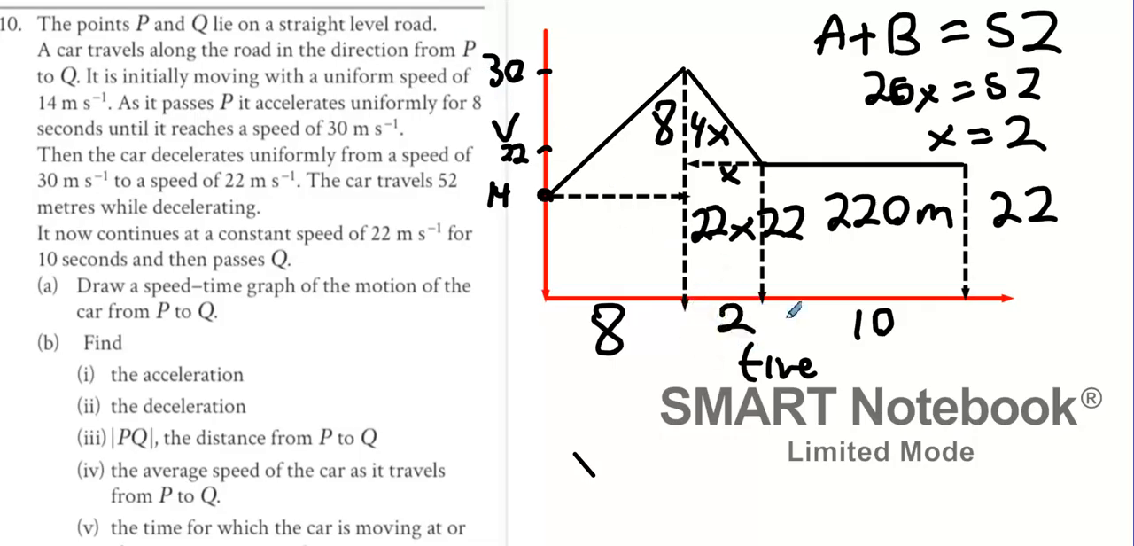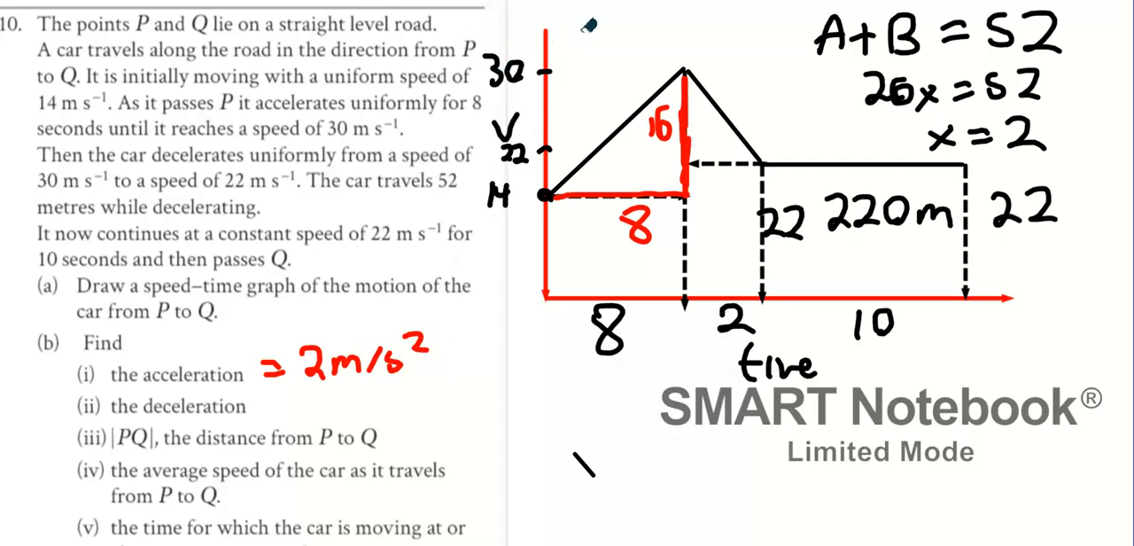Okay. What does it want from me now? It wants the acceleration, doesn't it? So we're going to do the height of this triangle, which is, anybody, this height here? 16. The base, 8. 16 divided by 8? 2. 2 meters per second squared. That's handy, wasn't it?